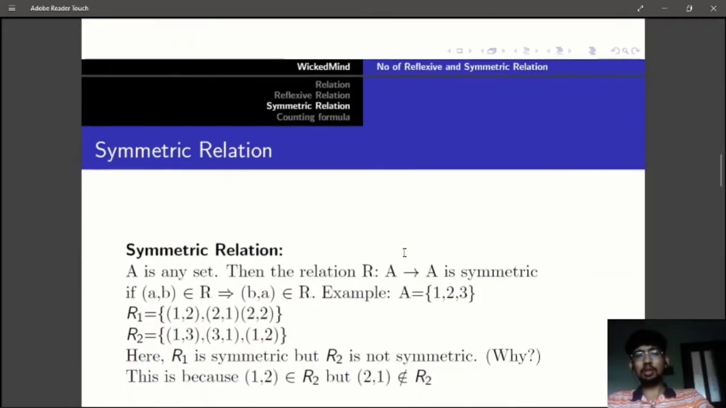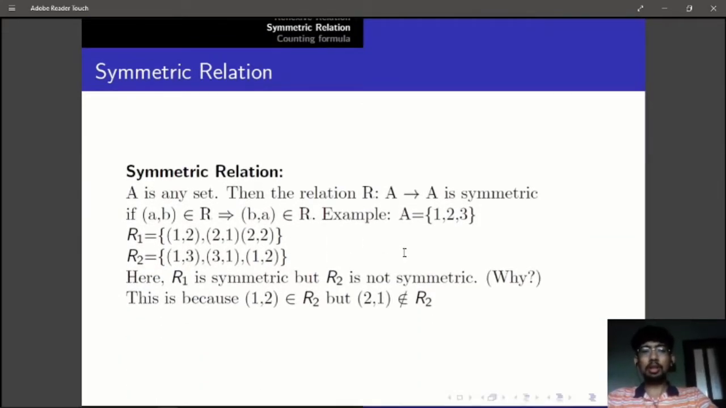Next is symmetric relation. Symmetric relation, again, is a relation that is defined from a set to itself. Let A be any set. Then the relation R from A to A is symmetric if the ordered pair (a, b) belongs to R, then this would imply that (b, a) belongs to R. Means if (a, b) belongs to R, then (b, a) must belong to R. This is the necessary condition.